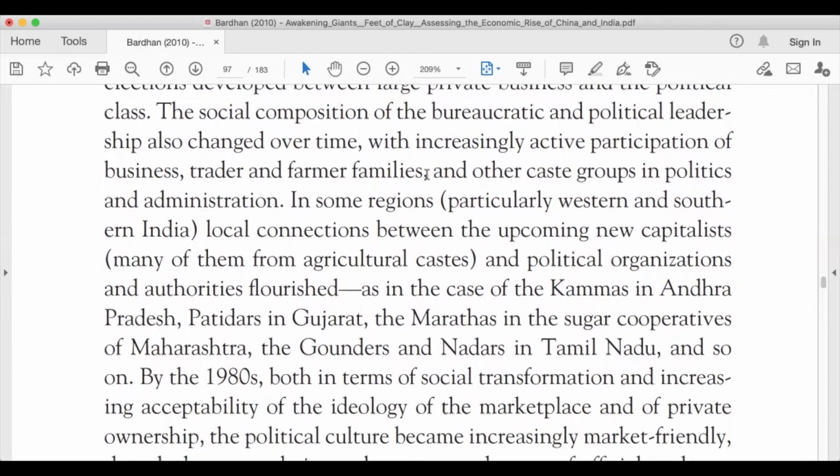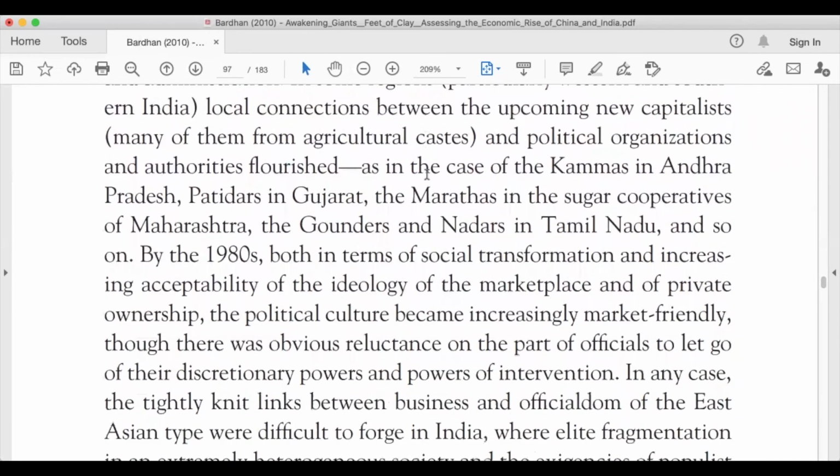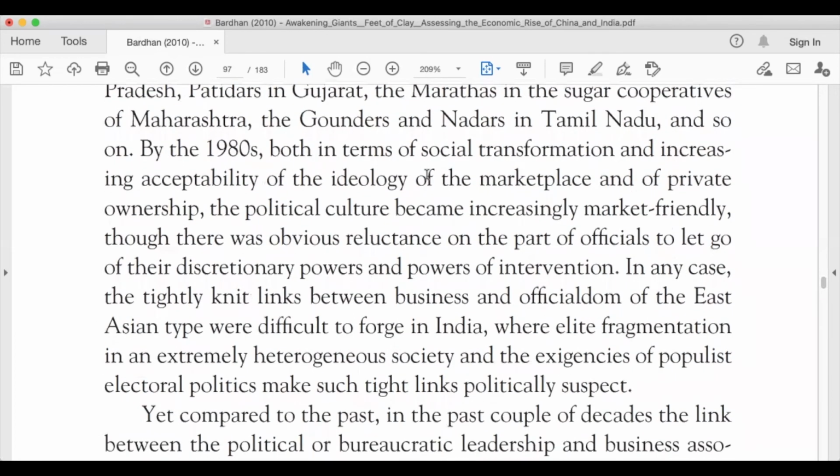as in the case of the Kammas in Andhra Pradesh, Patidars in Gujarat, the Marathas in the sugar cooperatives of Maharashtra, and the Gaundars and Nadars of Tamil Nadu. By the 1980s, both in terms of social transformation and increasing acceptability of the ideology of the marketplace and of private ownership, the political culture became increasingly market friendly, although there was an obvious reluctance on the part of officials to let go of their discretionary powers and powers of intervention.